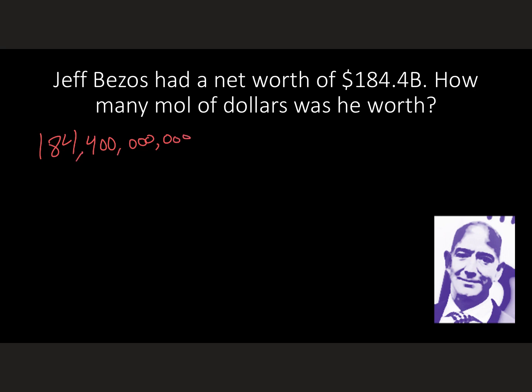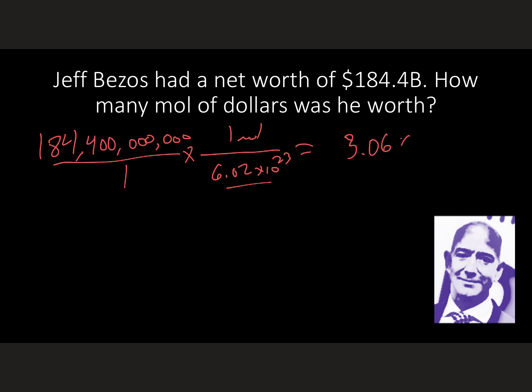Nice number to see in your bank account, right? So 402 sets of zeros. Okay, so let's convert that into moles, right? So if there are 6.02 times 10 to the 23rd dollars or whatever, 1 mole is just this many in 1 mole, right? It's like saying 1 dozen. So that's going to come out to 3.06 times 10 to the negative 13th moles.